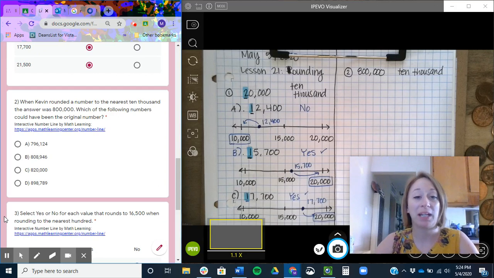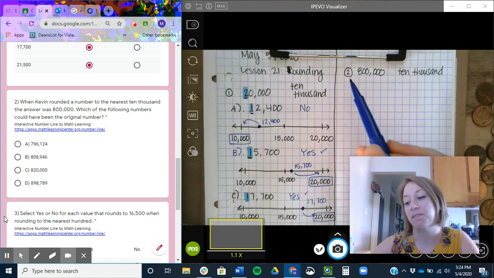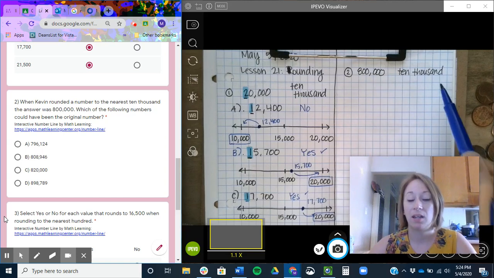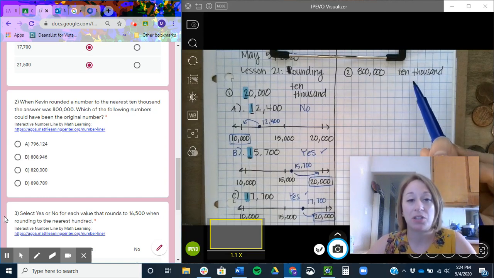Now I'm going to go ahead and read question number 2 aloud. When Kevin rounded a number to the nearest 10,000, the answer was 800,000. Which of the following numbers could have been the original number? The 2 annotations that I made for this question are the value it was rounded to, which was 800,000, and the value it's asking us to round to. So I have both the number and the value written down.